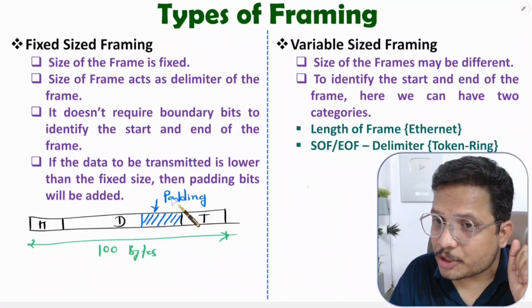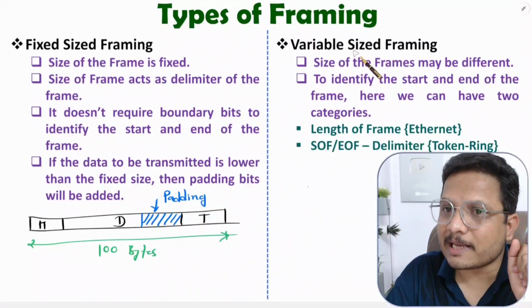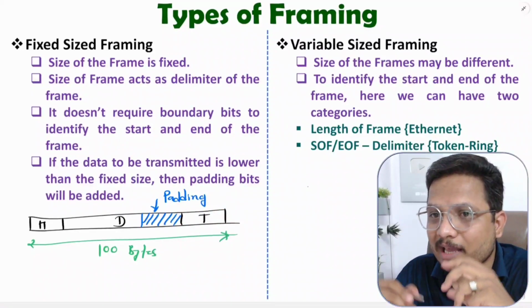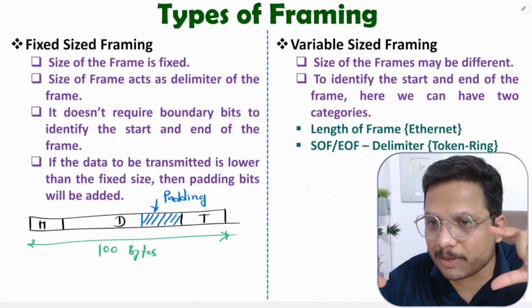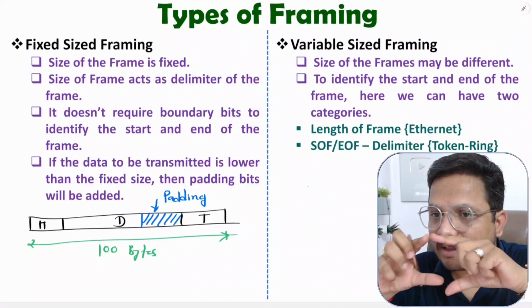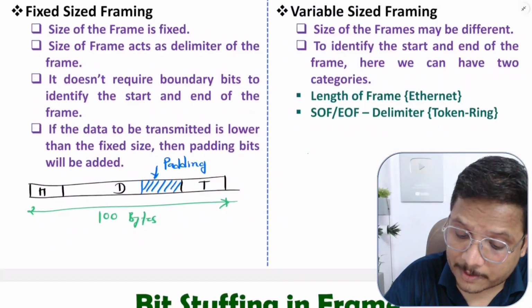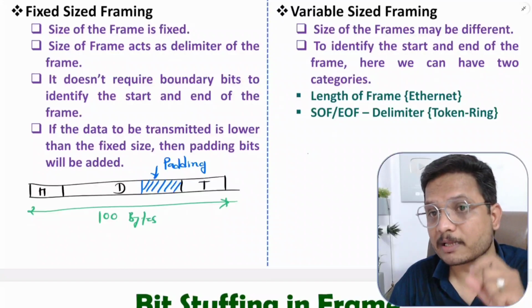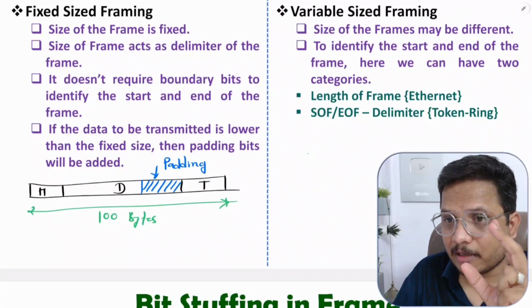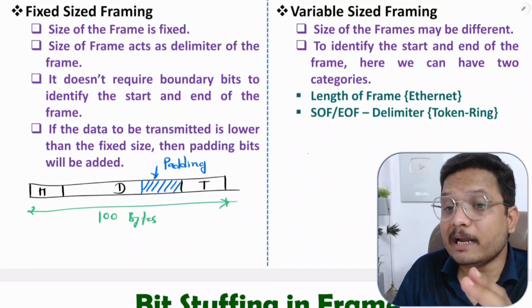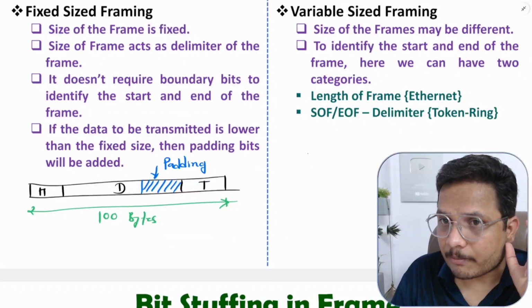But to avoid the issue of padding, you can go for variable size framing. So in variable size framing, the size of the frame will be different. But here there is a need of identification of start and end of the frame. Remember this. In variable size framing, there is a need of identification of start and end of the frame.